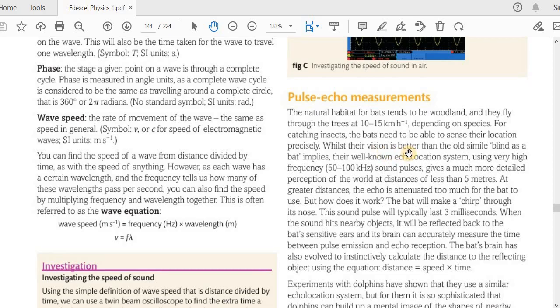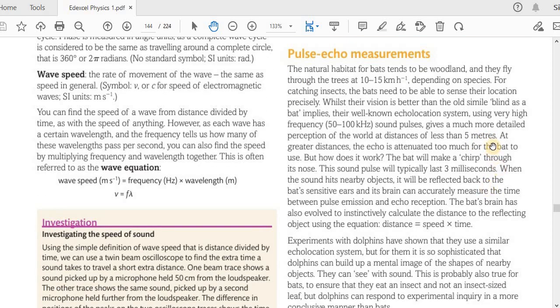While their vision is better than the old simile "blind as a bat" implies, their well-known echolocation system, using very high frequency 50 to 100 kilohertz sound pulses, gives a much more detailed perception of the world at distances of less than 5 meters. At greater distances, the echo is attenuated. Attenuated means the decrease in the signal with time or with distance. Okay, so attenuation. The echo is attenuated too much for the bat to use.